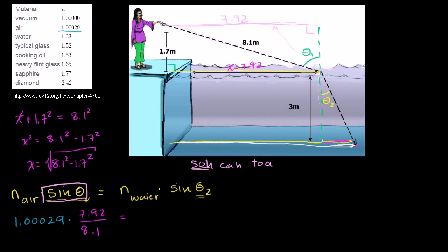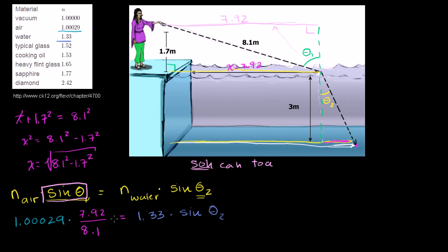So that index is 1.33. Let me do that in a different color, this dark blue. So it's going to be 1.33 times sine of theta 2. And if we want to solve for sine of theta 2, you just divide both sides of this equation by 1.33.